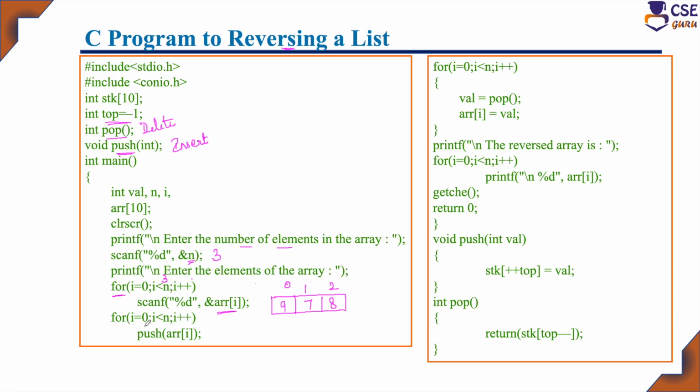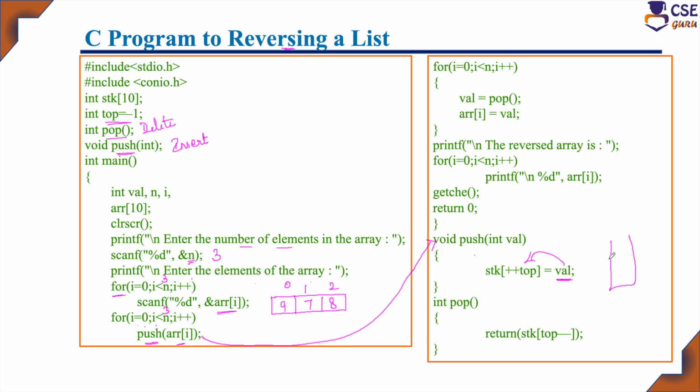Next, using the same for loop, i equal to 0, i less than n, where n value is 3, i plus plus, push into the stack. Once the push function is called, control will be transferred to the corresponding user-defined function. And here, the value has to be pushed onto the stack, on the top of the stack.